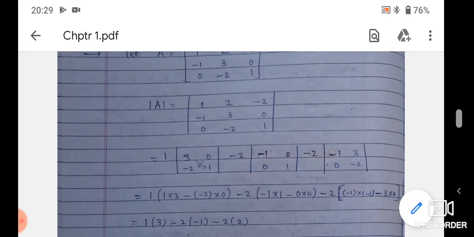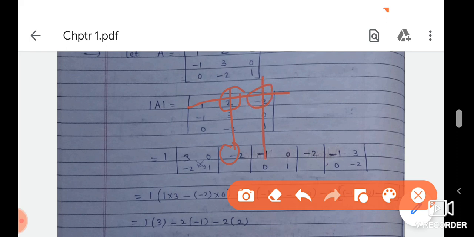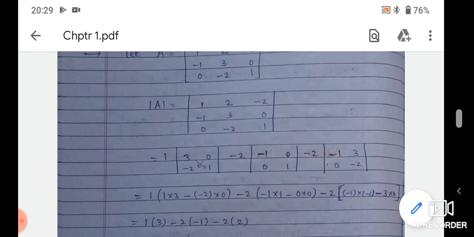Then next, while taking the second term, compulsorily you have to take the minus sign. Now minus, what is the second term here? 2, so minus 2. Now I'm taking the second column, first row will be deleted, so minus 2 times the determinant of 1 0 0 1. Then the last one is minus 2, so I'll delete the third column, so minus 2 times the determinant of 1 3 0 minus 2. Understood? Then find the determinant.